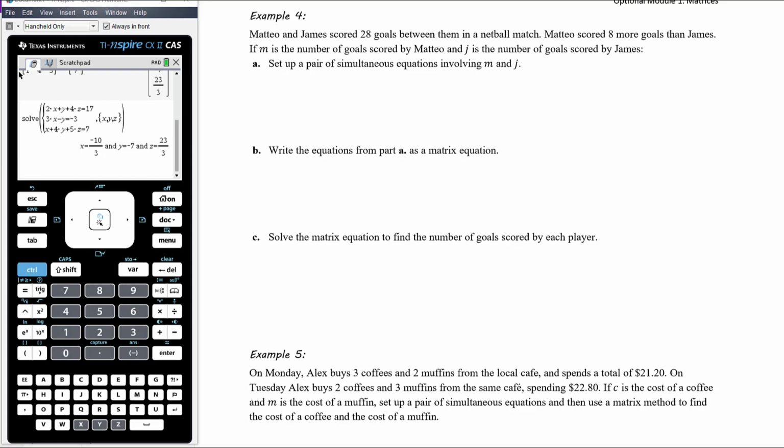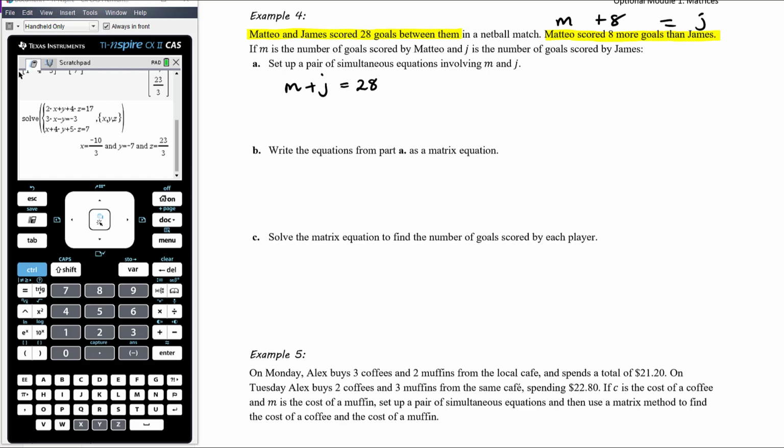Okay, so there's 2 bits of information that will allow us to make 2 equations. Matteo and James scored 28 goals between them. So Matteo's total goals plus James's total goals equals 28. Okay. The second bit of information is that Matteo scored 8 more goals than James. Be careful about this relationship. It's easy to misinterpret this algebraically. Sometimes people go, oh, M plus 8 equals J.